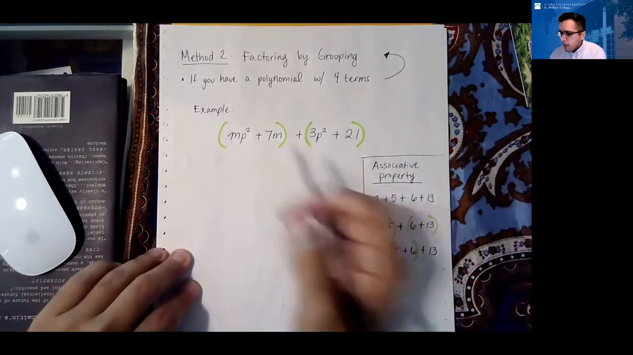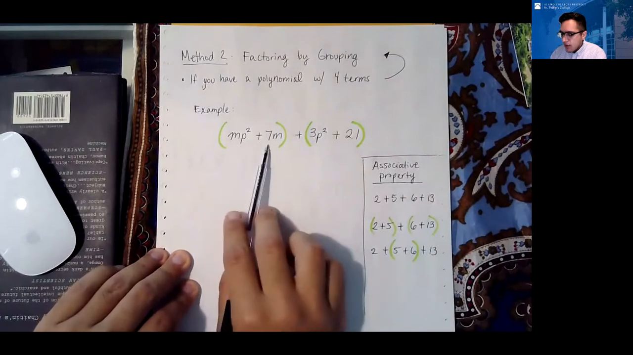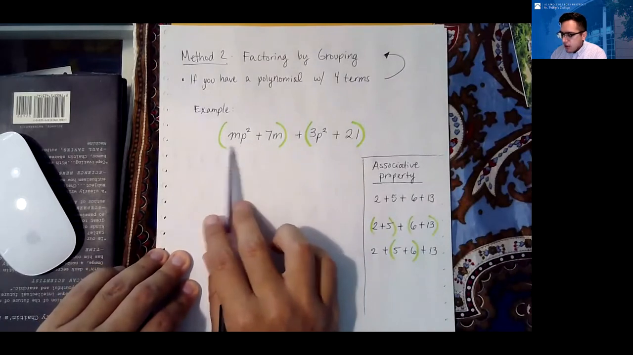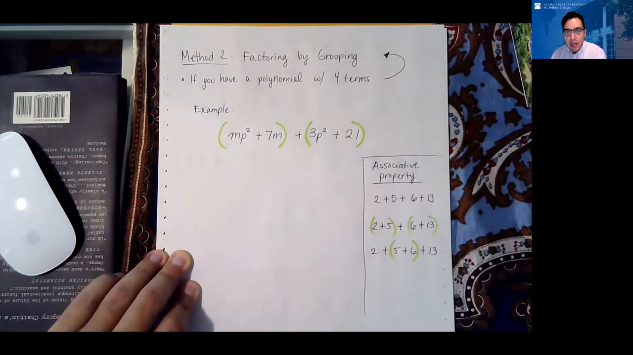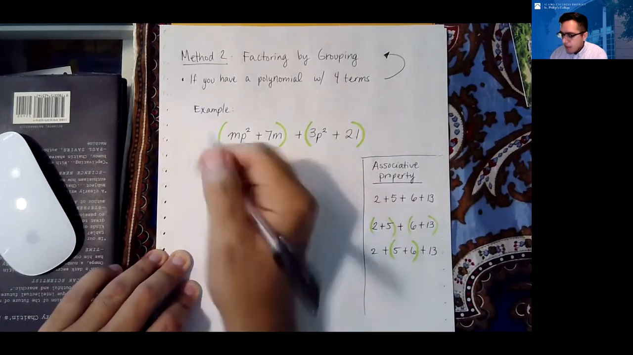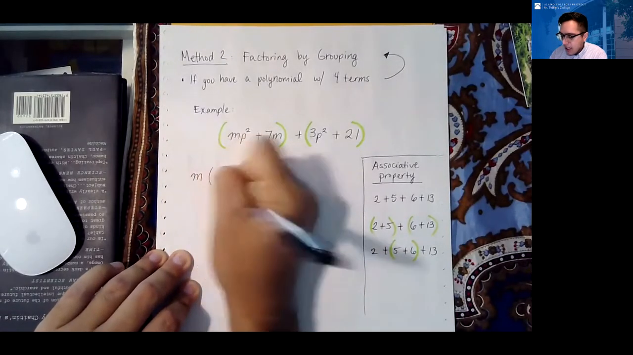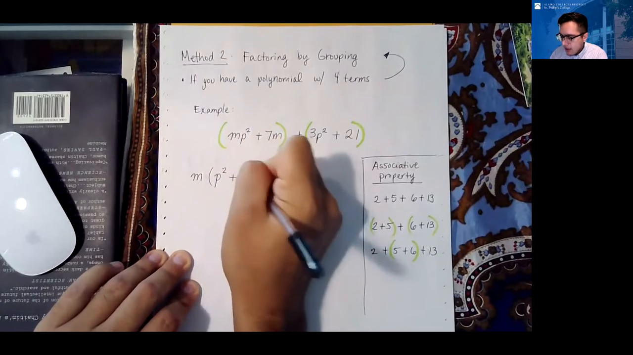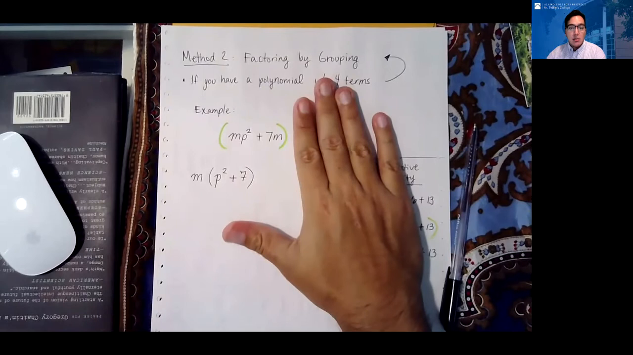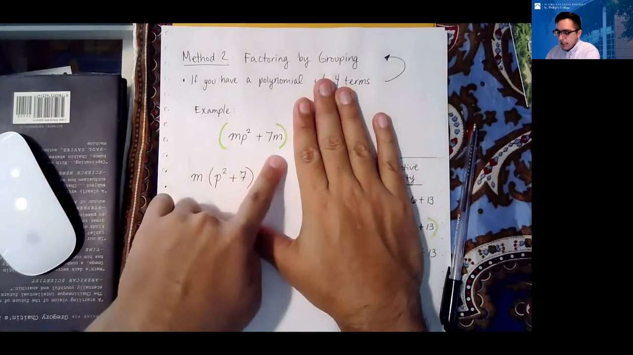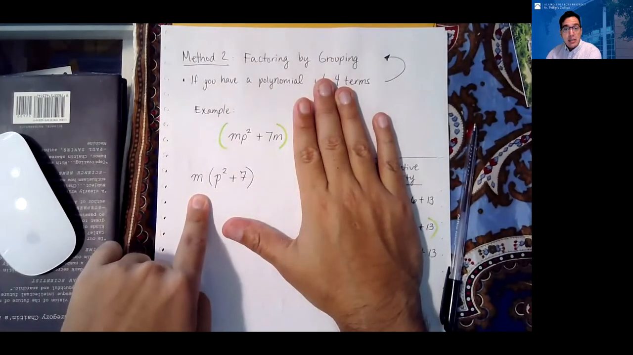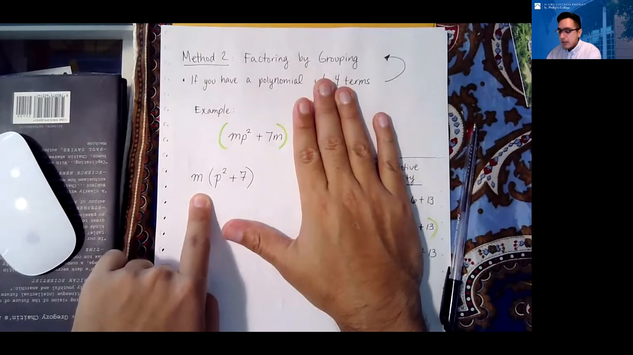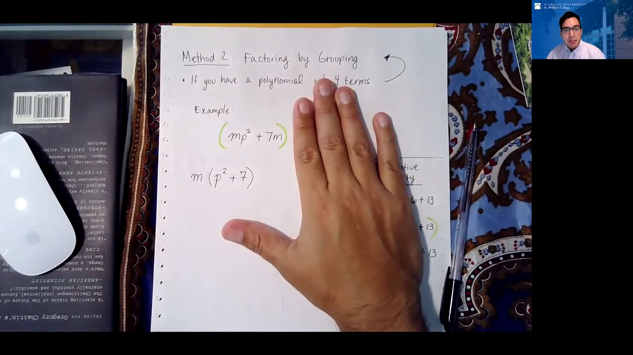So for this first set of terms, it looks like they have an m in common. So why not just factor out that m? So we can write that as m times p squared plus 7, ignoring the second 2 terms for a second. Does that look like a good factorization? Does anybody have any questions or concerns about that part? No.